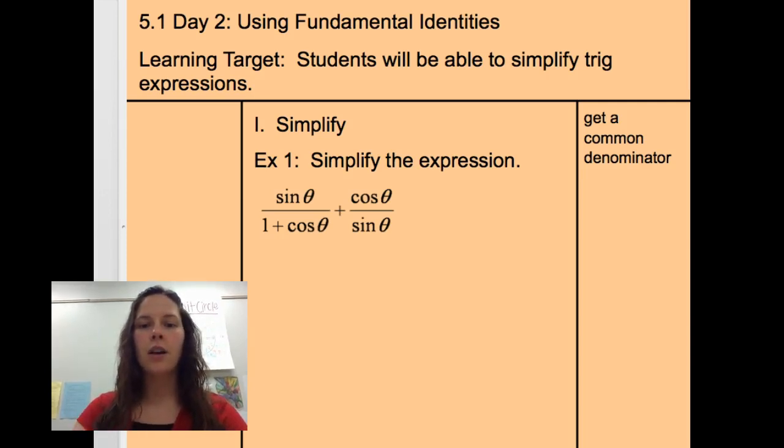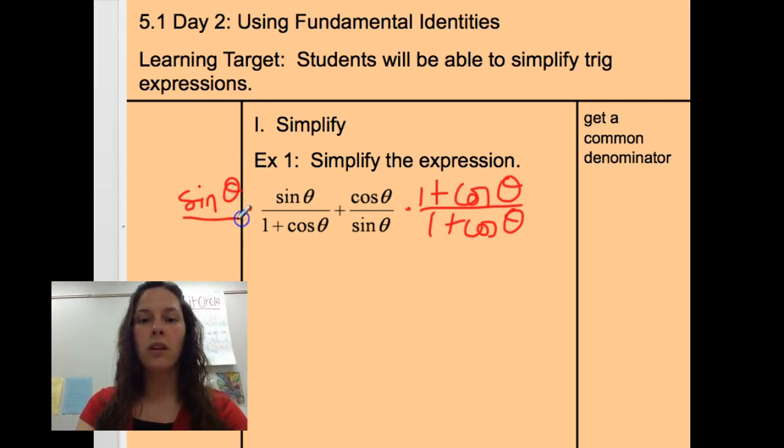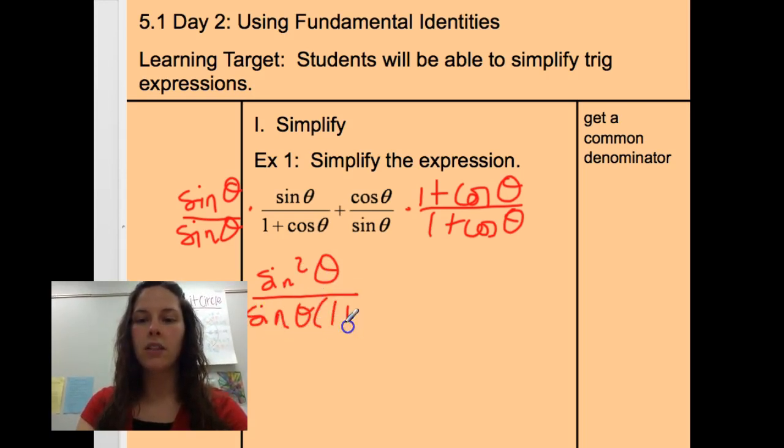That's our hint. So I'm going to multiply this one by 1 plus cosine theta over 1 plus cosine theta. Remember, when you get a common denominator, whatever you do to the numerator, you need to do the same thing to the denominator. It's kind of like the golden rule. Whatever you do to one side, do to the other. All right, and we're going to multiply that first fraction by sine theta over sine theta. So what happens is when we multiply, we get sine squared theta over sine theta times the 1 plus cosine.